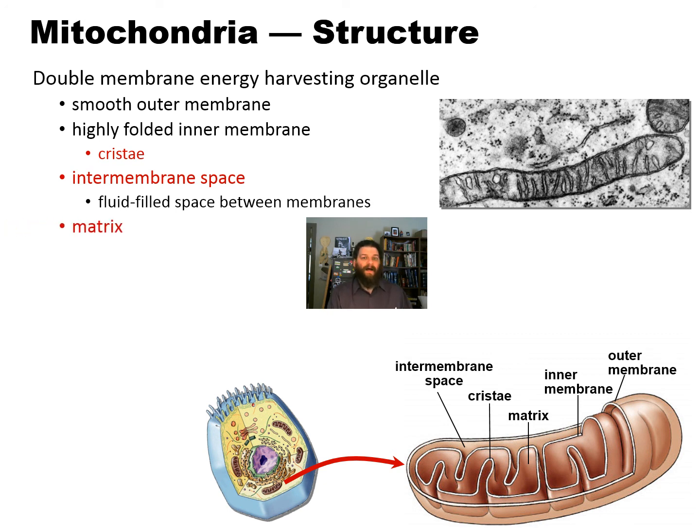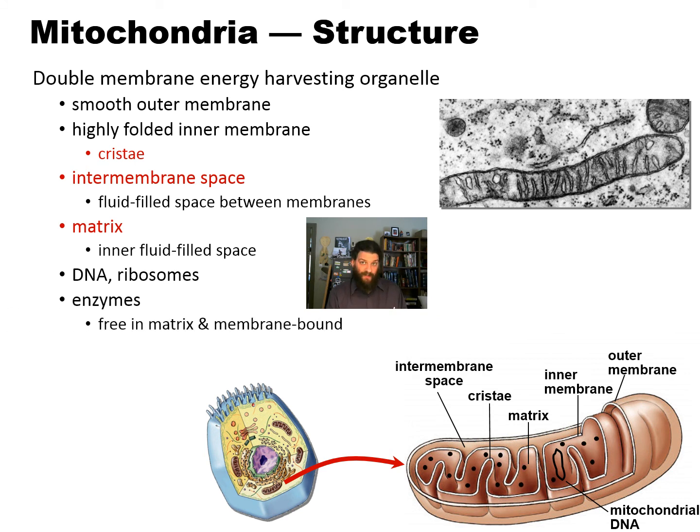It is fluid filled. The innermost chamber of the mitochondria, within that inner membrane, is called the matrix. It is fluid filled. Floating around in there are the mitochondrial DNA, a single loop of DNA, and mitochondrial ribosomes. They have their own ribosomes. Also in there are the enzymes that are synthesized at the ribosomes of the mitochondria from the mitochondrial DNA. Many of those enzymes are floating around in the matrix, where also many of them are embedded within the inner membrane itself.